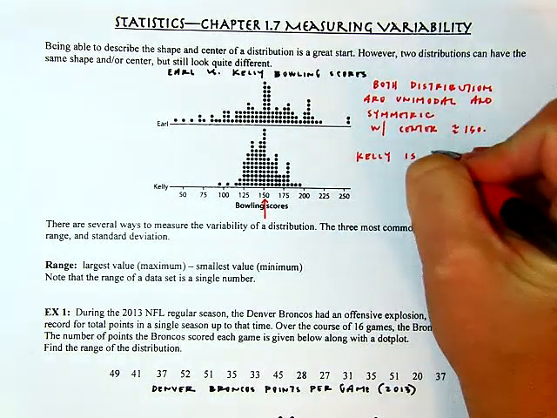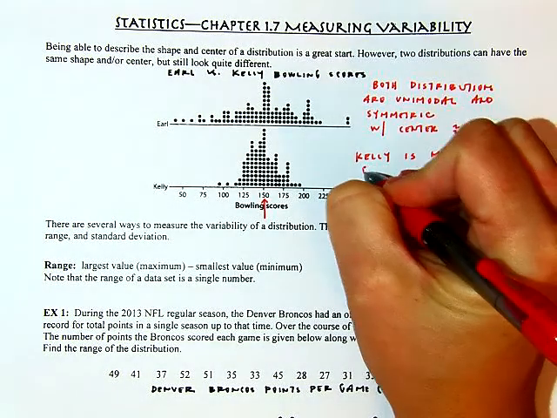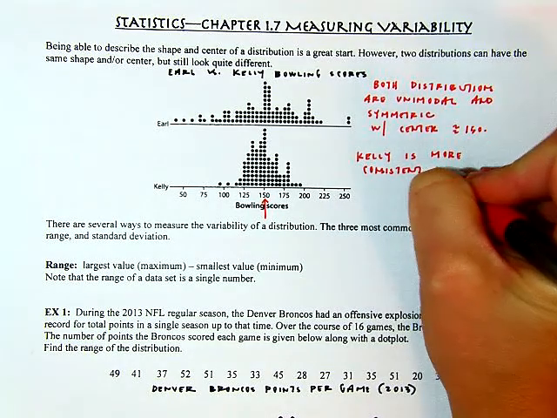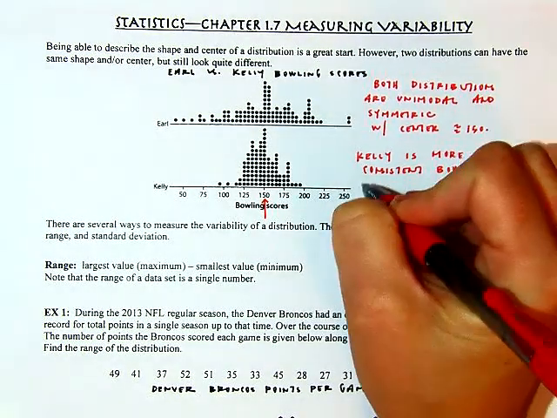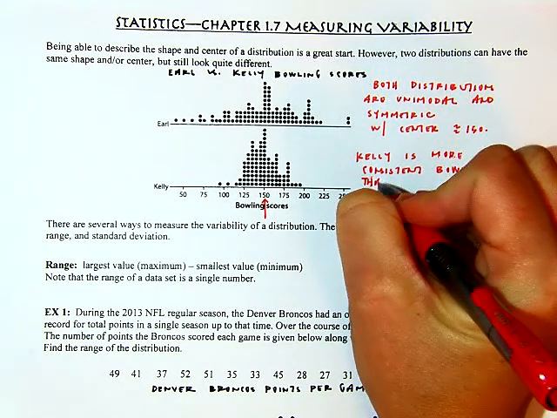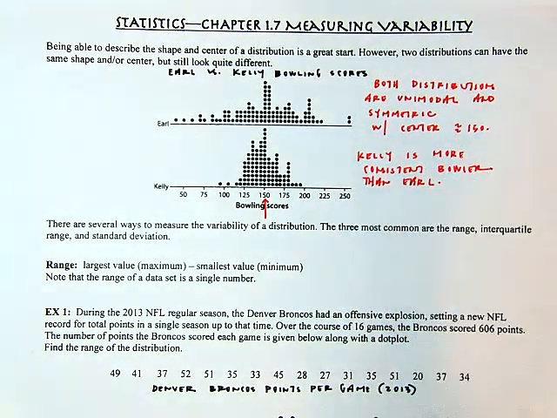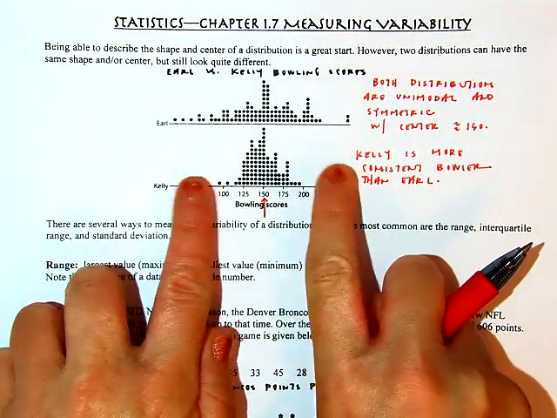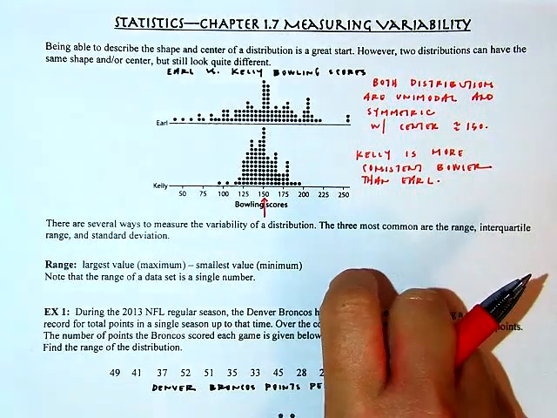Kelly is the more consistent bowler compared to Earl. Okay, and that's really because her data has less variation. It's more concentrated around the mean. Earl's is more spread out in relation to the mean.